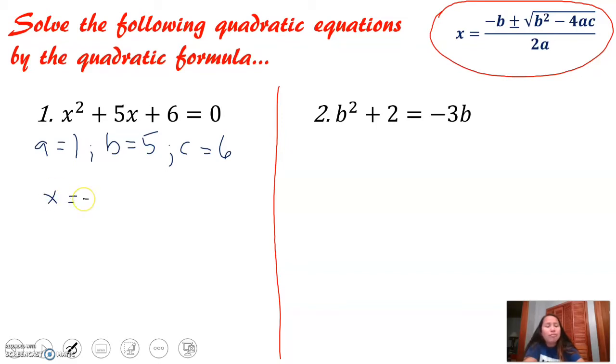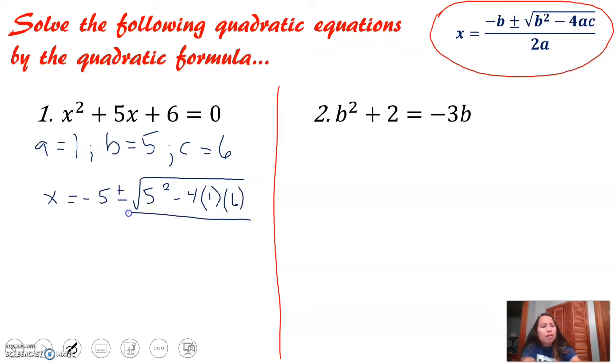I'll just put negative. It says here at the top, negative b. So my b is 5. Don't forget to write the negative sign before 5 because it's in the formula, or else it's going to give you a different answer. I'll just put plus and minus the square root of b squared. So my b is 5. I'll replace b with 5, minus 4. I'll put parentheses. A is 1. That means I will multiply later on. What's our c? 6. All over 2 times 1.